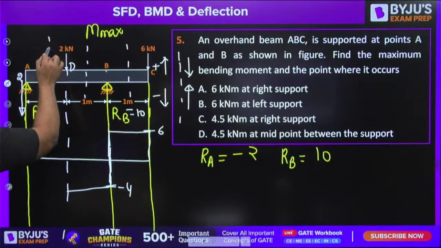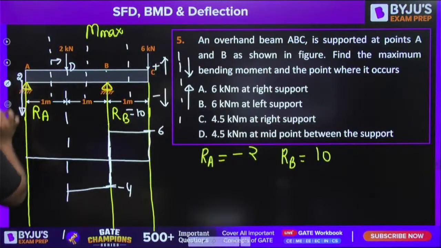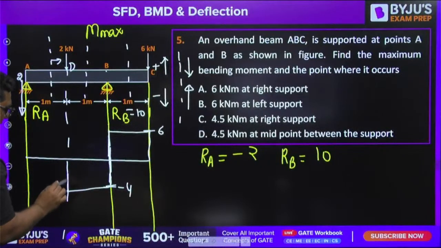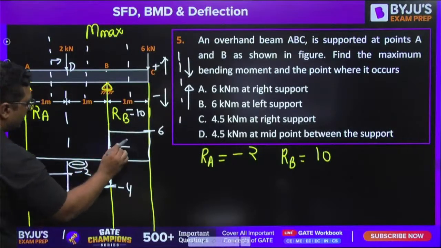After that, the section is valid from D to A. To the right hand side, downward is positive, so there will be upward. This is going to be -2. And now you know this would be the complete diagram. So this is negative, this is positive.